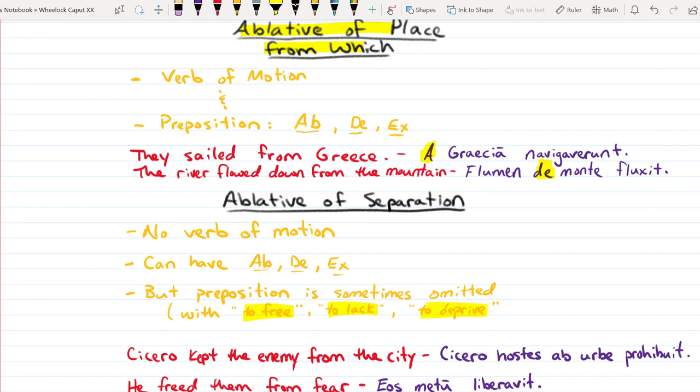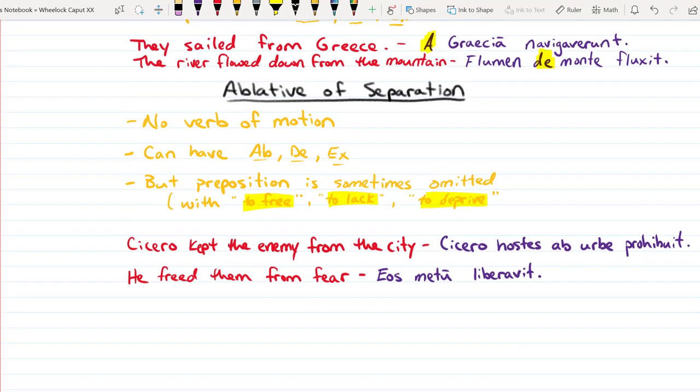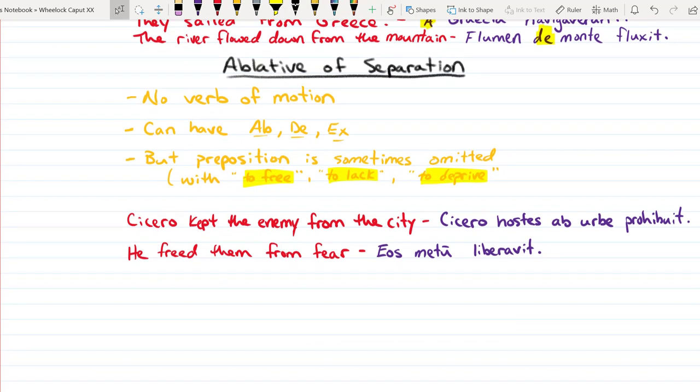Ablative of separation is a little different. There's no verb of motion, so it's just showing that someone is separate from somewhere else or something else. It can have that ab, de, or ex, right? If it was like I'm 100 miles from you, you might say ab, away from, or ex, out from, something like that. But the preposition is sometimes omitted, and this is especially true with verbs like to free, to lack, or to be deprived of something.